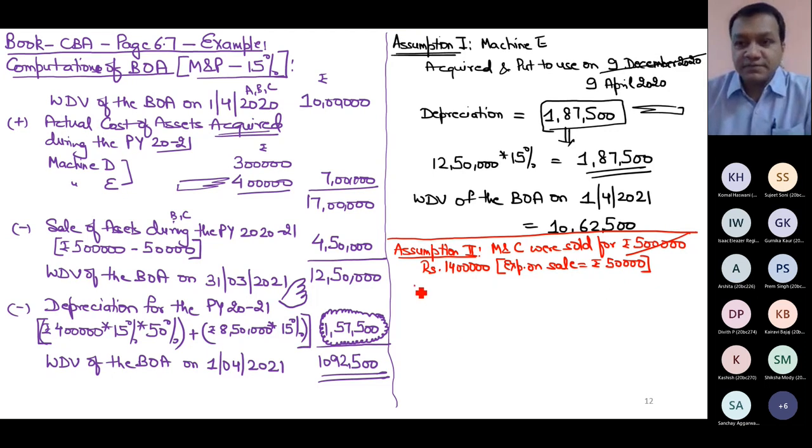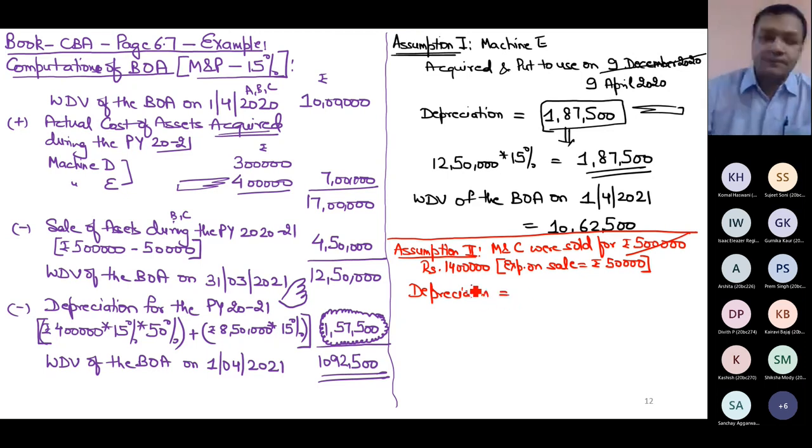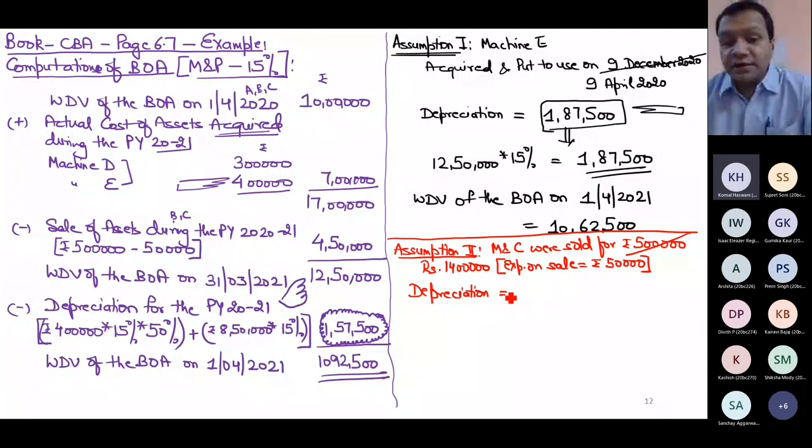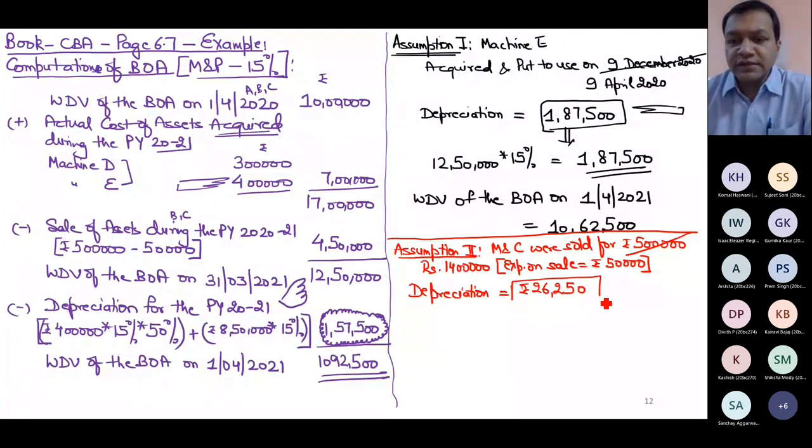Can you tell me how much is depreciation? Think logically and tell. I will wait for your answer. So 26,250. Yes, 26,250 will be the answer. Please check everyone. Are they getting 26,250? Only when you say that yes, you are getting 26,250, I will proceed.